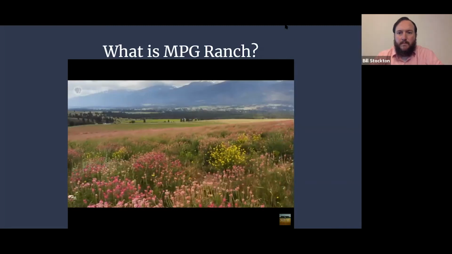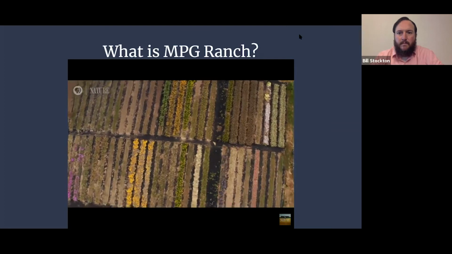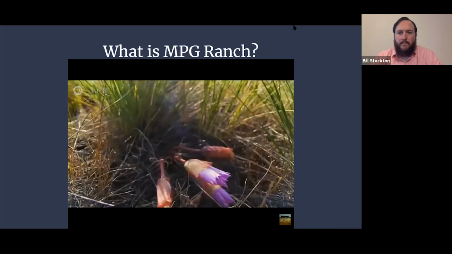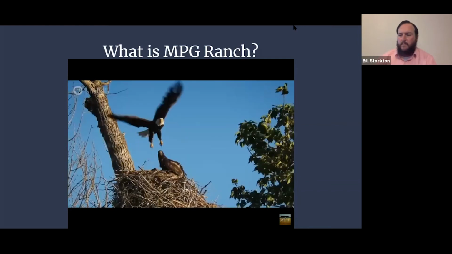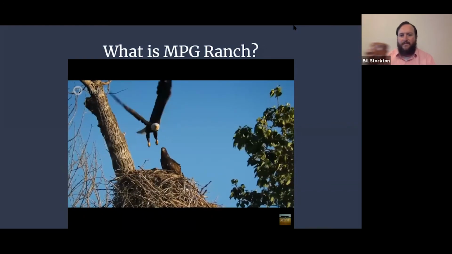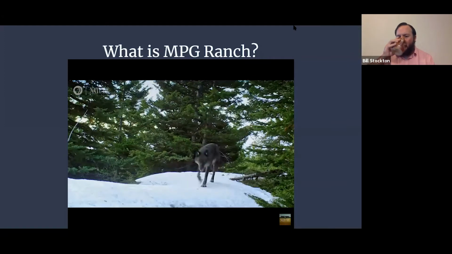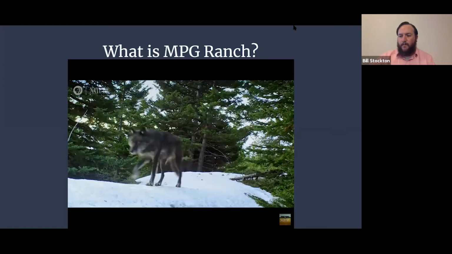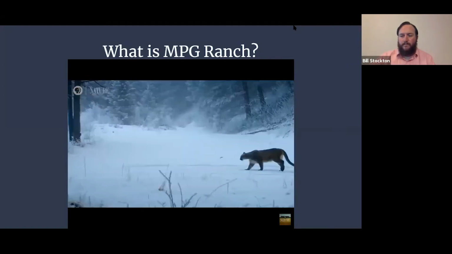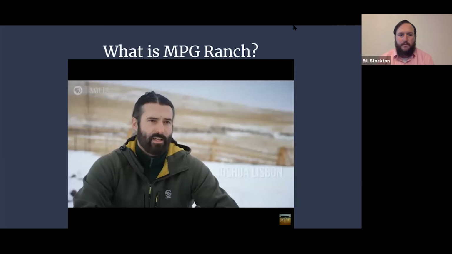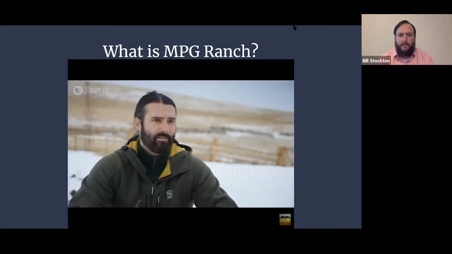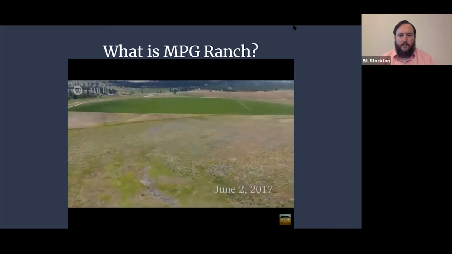MPG is set up like a biological research station. We're a living laboratory. MPG Ranch is a privately owned conservation organization located right in the heart of the Bitterroot Valley in Montana. Our mission here is to study the land and its ecology and to hopefully be able to restore the land to be as native species rich as possible and as biodiverse as possible.